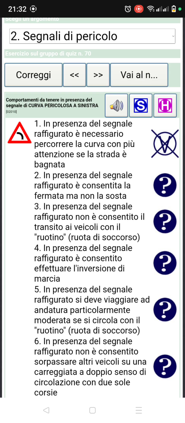Number 2. In presenza del segnale raffigurato è consentita la fermata ma non la sosta. So this question is saying, in the presence of this sign figure, stopping is allowed, fermata, but not parking, ma non la sosta. No, it's false. Both of them are forbidden.